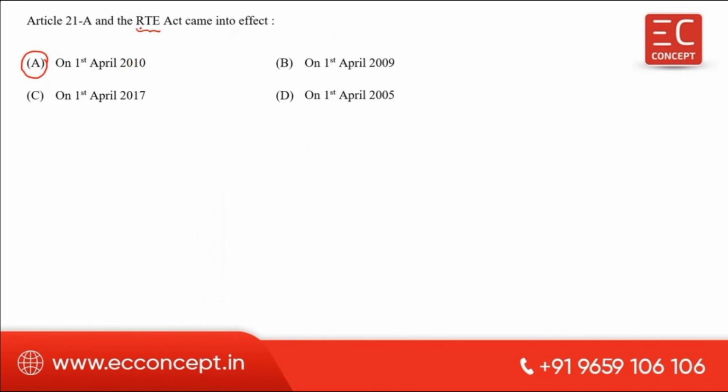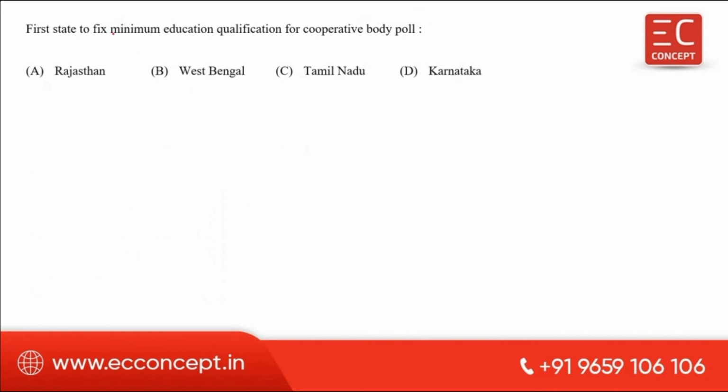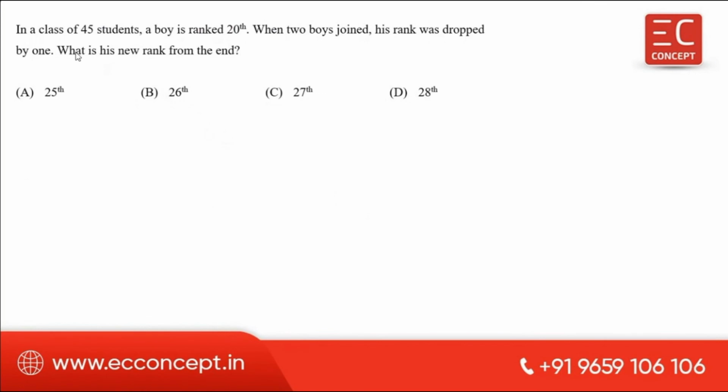A right to education. Now, the first state to fix minimum education qualification for cooperative body polls. The answer for this question is Rajasthan. Rajasthan is the first state which fixed the minimum education qualification for contesting the election in cooperative bodies, that is municipality, and so on. Okay, in a class of 45 students, a boy is ranked 20. When two boys joined, his rank dropped by one. What is his new rank from the end?